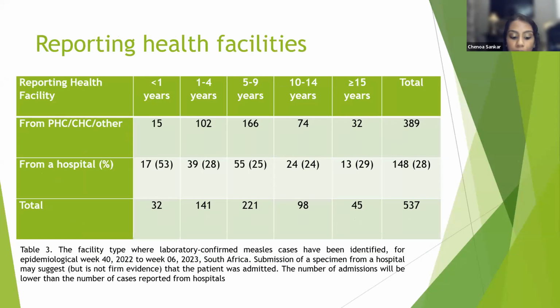So this table reflects the number and proportion of laboratory confirmed measles cases that originate from hospitals as opposed to primary healthcare facilities. While cases that are seen at hospitals may not necessarily be admitted, this proportion gives us an indication of the severity of illness as patients consulted a tertiary care facility. So admitted patients would be a subset of this number. And currently we're seeing the highest proportion of hospital reported cases in the under 1 year age group.